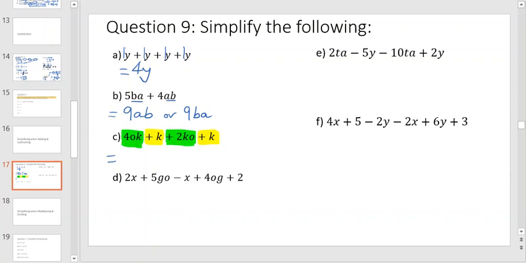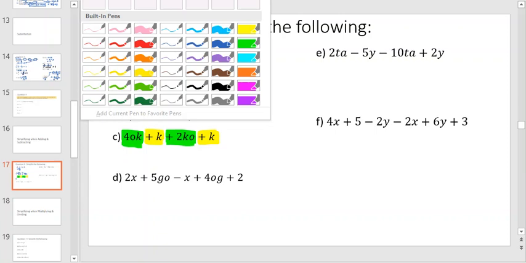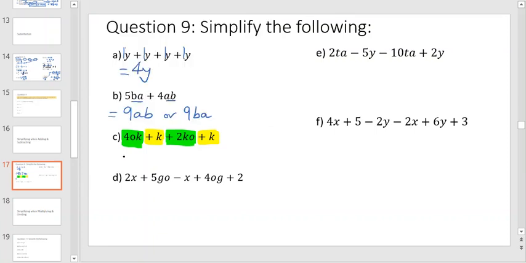Eventually you can do this mentally. You won't need coloring in, it gets much easier the more you practice. But if you're still at the stage where you need more practice, then please make sure you're coloring in. It's the best option. All right, now I'm going to write the like terms together.